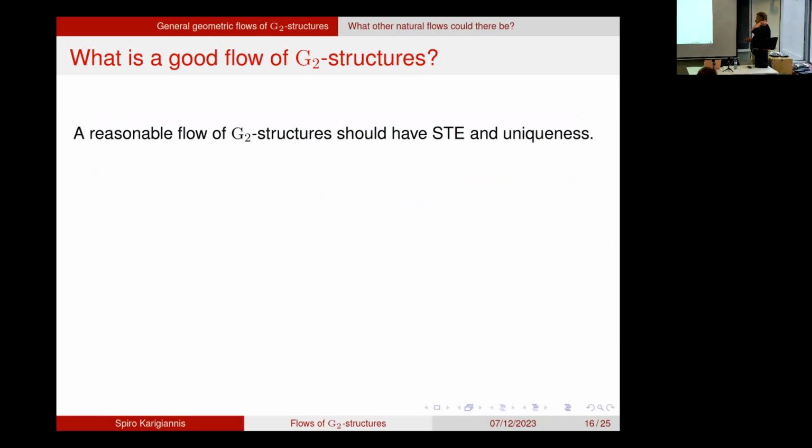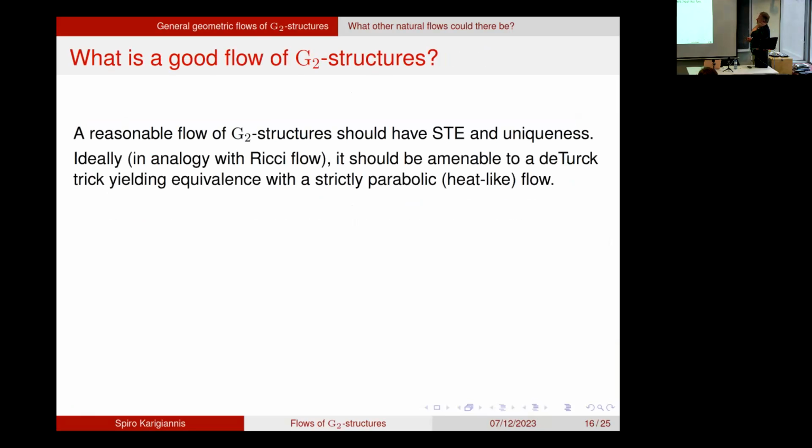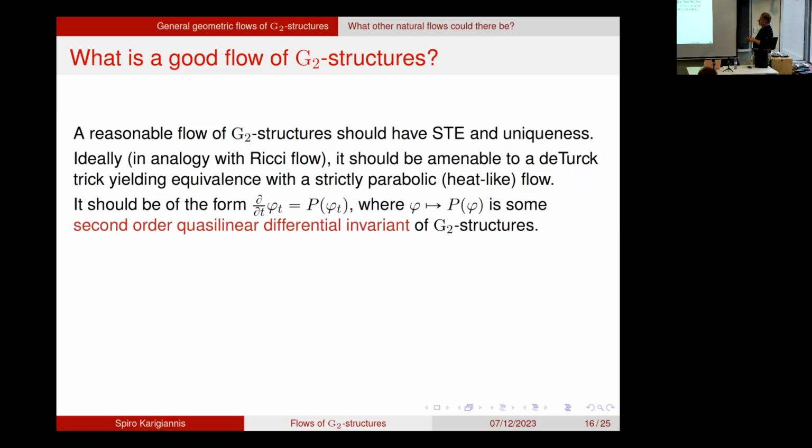So the first thing we can ask for, of course, is short-time existence and uniqueness. If it doesn't have that, then game over. We're wasting our time. Okay. And just because I love the Ricci flow so much, I would like to find a flow where you can use a DeTurck type trick to get short-time existence and uniqueness, right? To show that it's equivalent to a strictly parabolic heat-like flow.